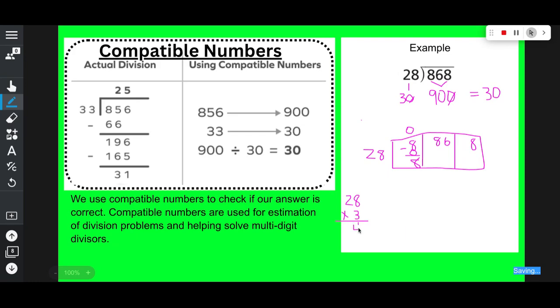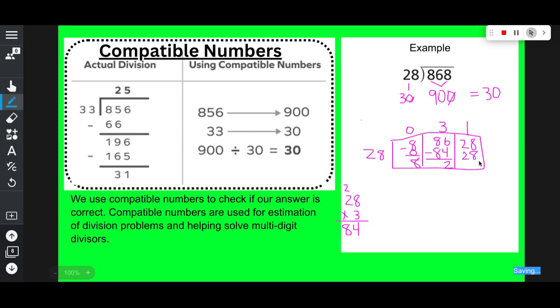to find out if I can use that number. 3 times 2 is 6, plus 2 is 8. So 3 times is 84, and that's smaller than 86. So I can say that 28 goes into 86 3 times because that would be 84. I'm going to subtract those out, and I'm going to bring that number over. Now, 28 goes into 28 one time.